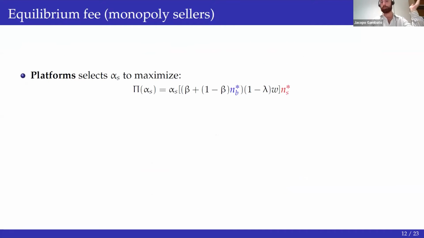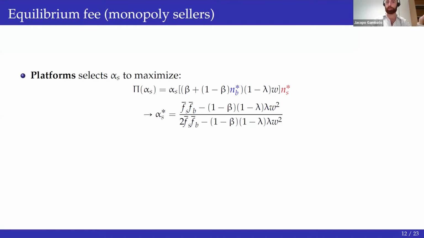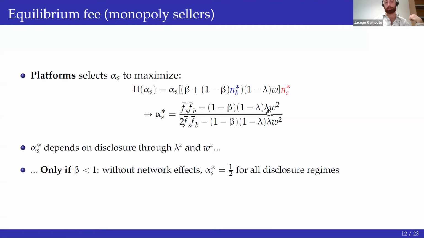And in particular, when we plug them into a measure of the profit of the platform, with a simple first order condition, we can obtain the optimal fee, which again depends on the network effects, the gains from trade, and how they are split. So the optimal alpha, the optimal fee selected by the platform, will depend on the disclosure regime through these two dimensions, but only if there are network effects.